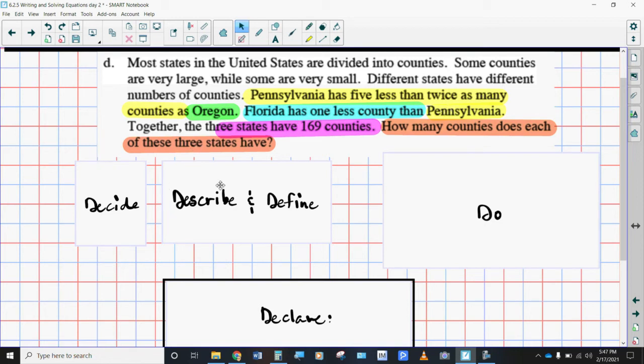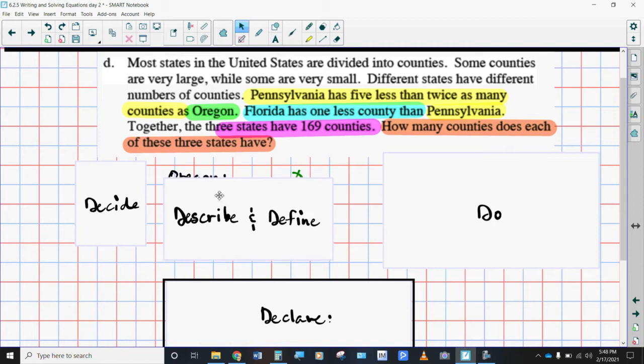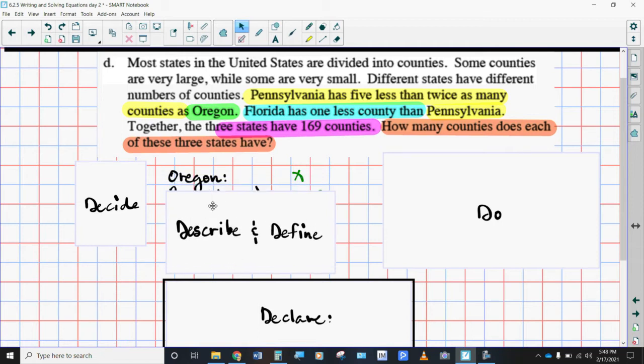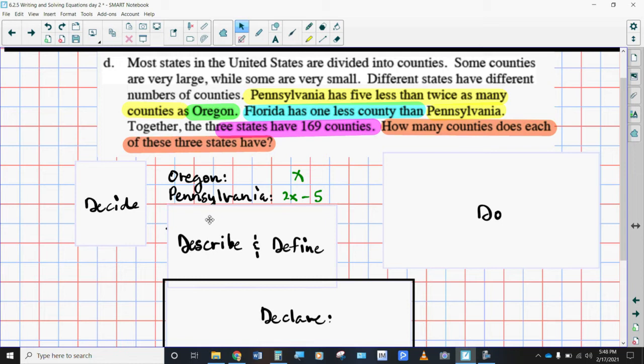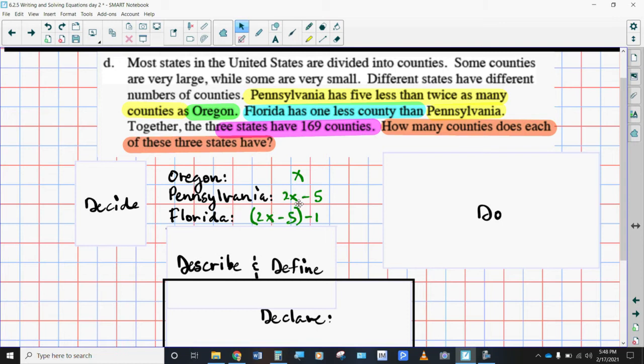So how are we going to negotiate that? Well, I'm going to stick with what I wanted to do. I'm going to make Oregon my X. And then I'm going to make Pennsylvania 2X minus 5, right? 5 less than twice the number in Oregon. So you double that and take away 5. But now Florida has 1 less county than Pennsylvania. So a common mistake students are going to make, they're going to say X minus 1, forgetting that Florida is not being compared to Oregon. Oregon is your X. It's being compared to Pennsylvania. So what we need to do is take your Pennsylvania quantity and subtract 1 away from that.